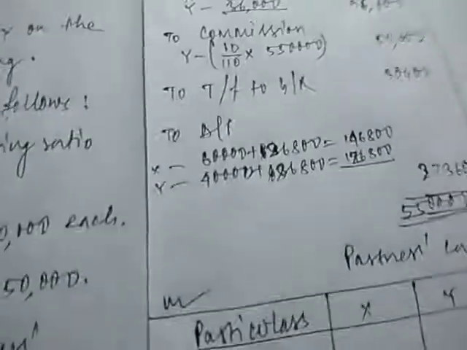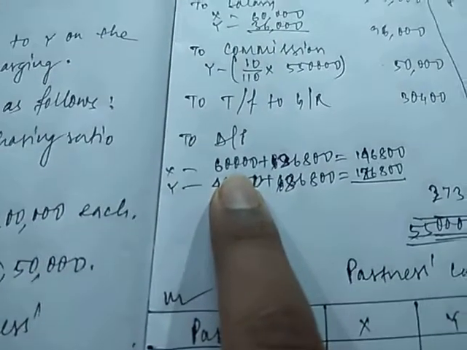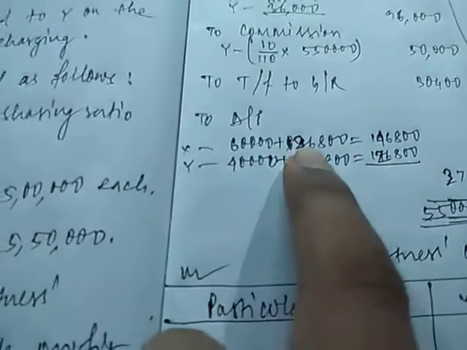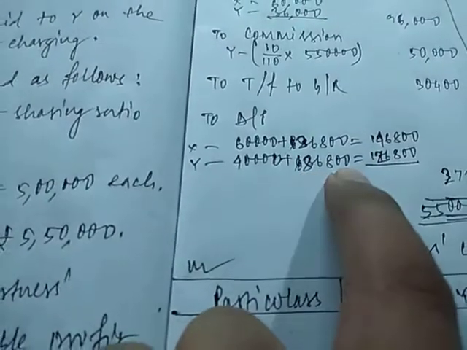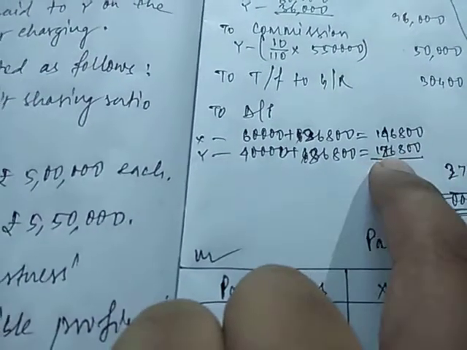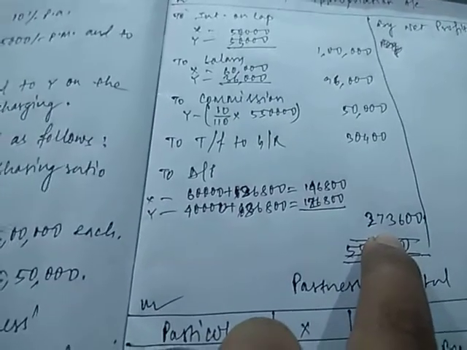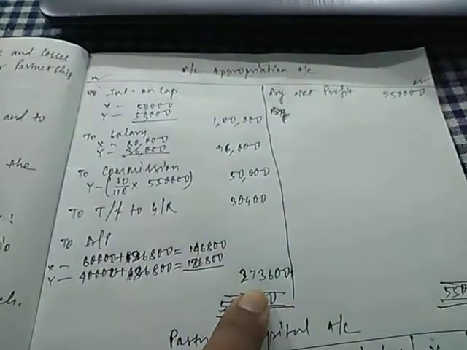So how to write this? You check here. In X and Y you will write, first of all, 1 lakh was distributed in the PSR, so 60 and 40, plus equally 86,800 and 86,800. This will give us 1,46,800 and 1,26,800. Both add up to 2,73,600. So this was the DP, and in this manner we have completed the PL appropriation part.